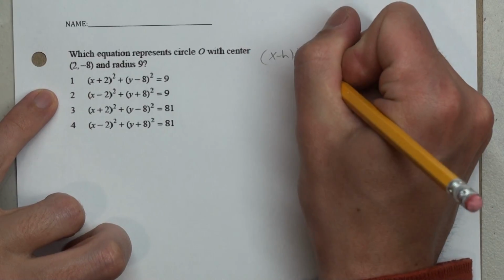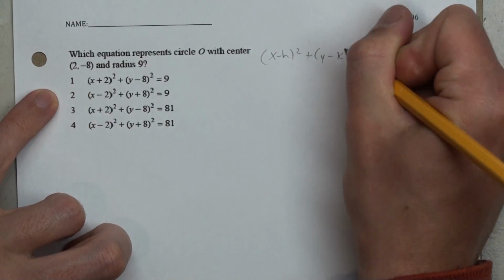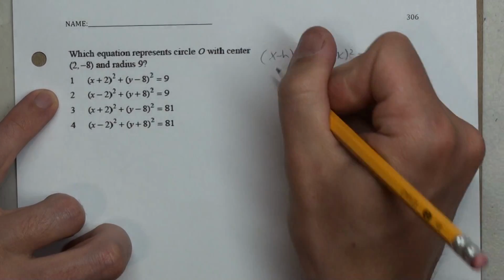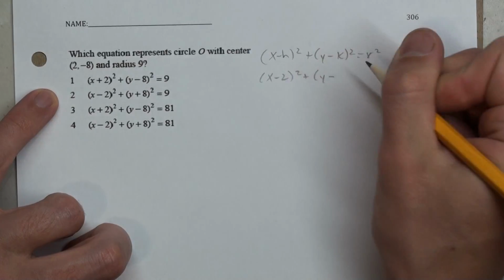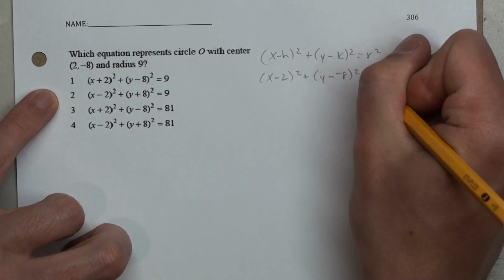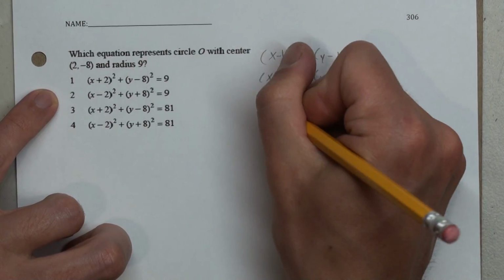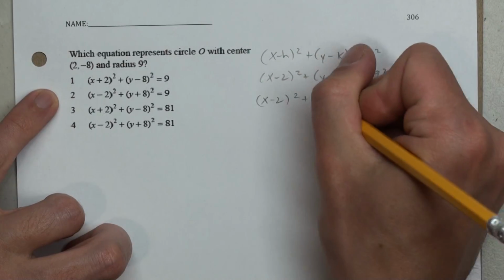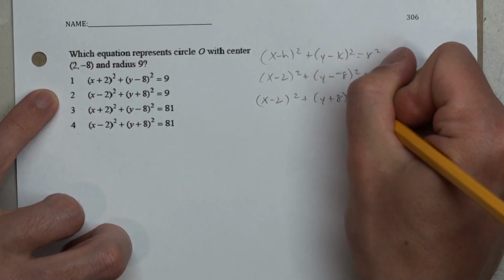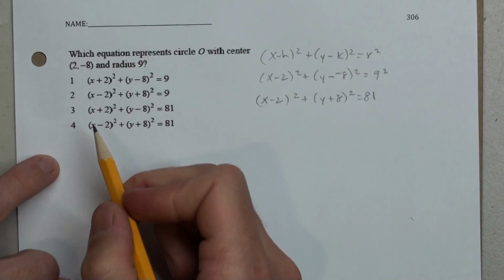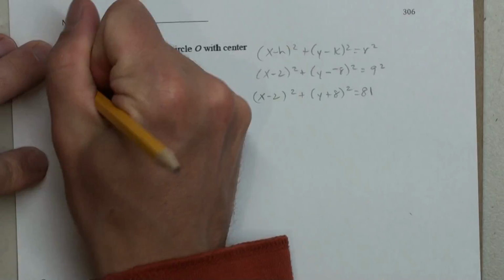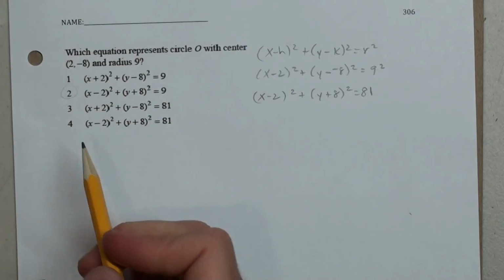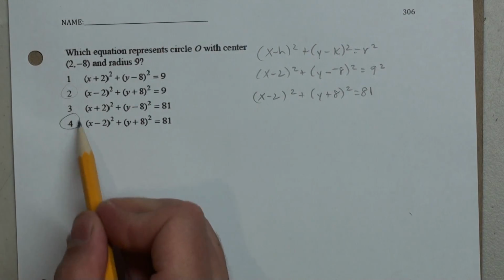Again, so we got (x minus 2) squared plus (y minus -8) squared equals 9 squared. (x minus 2) squared plus (y plus 8) squared equals 81. Oh, that's not it. -2, plus 8, 81. Choice 4.